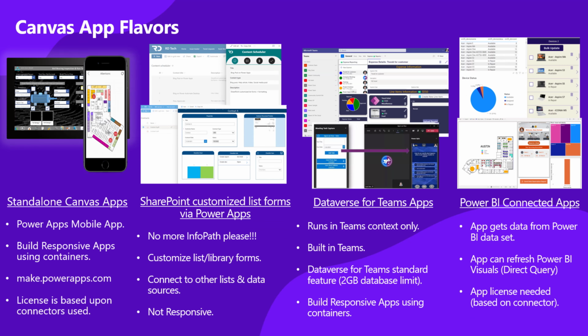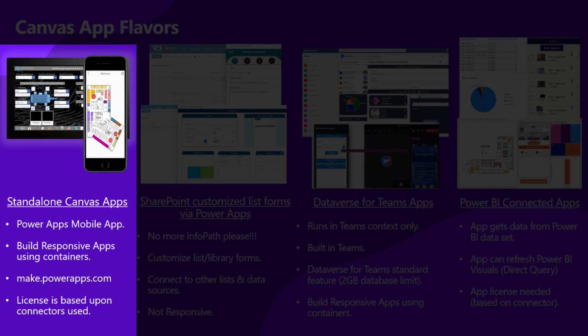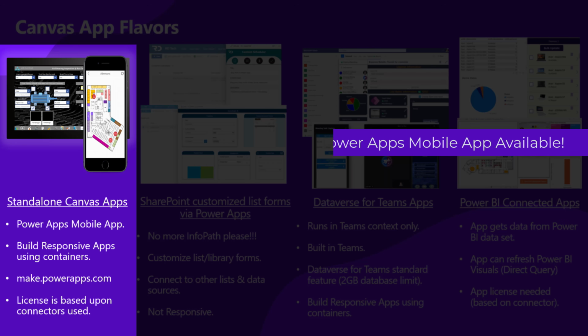A Canvas app also has multiple flavors. I've highlighted 4 of them here. The first one is known as standalone Canvas apps. These apps are available on the web. To access these Canvas apps through mobile or tablet devices, you need the PowerApps mobile app.